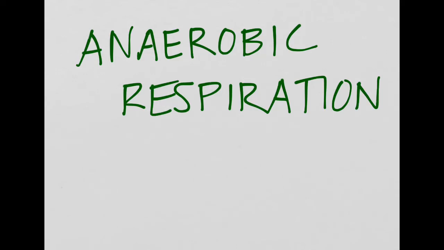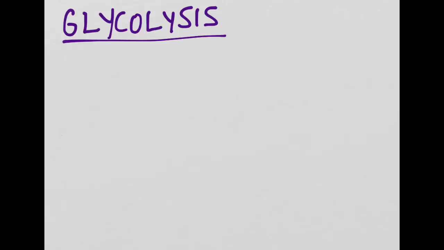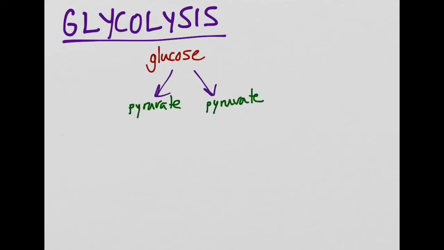Hi everyone, in this screencast we are going to talk about anaerobic respiration. If you recall from class, before we can do either aerobic or anaerobic respiration, we will go through glycolysis. In glycolysis we take a glucose molecule and split it into two 3-carbon pyruvates. I'm not showing all of the steps there, but remember that it has a net yield of 2 ATP per glucose molecule.